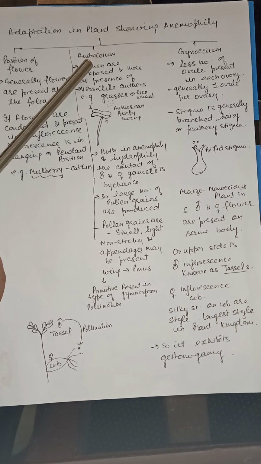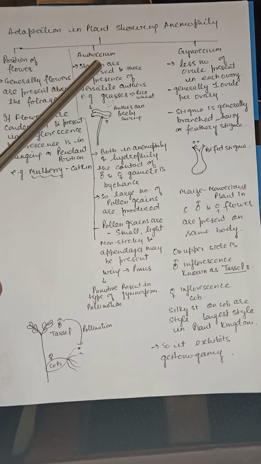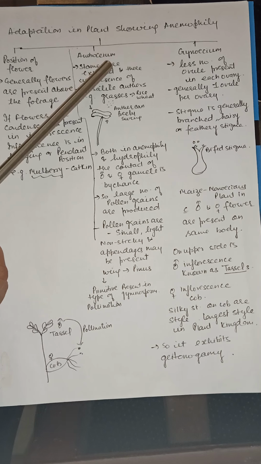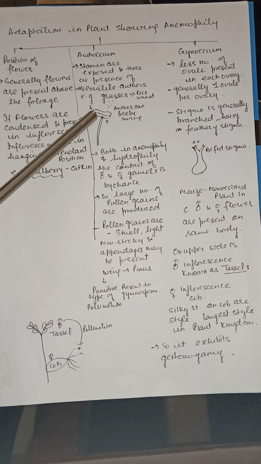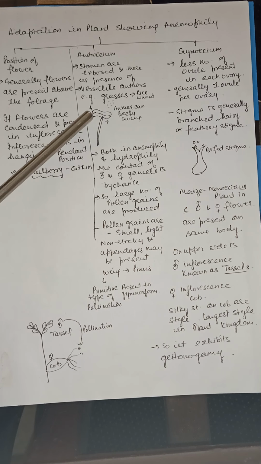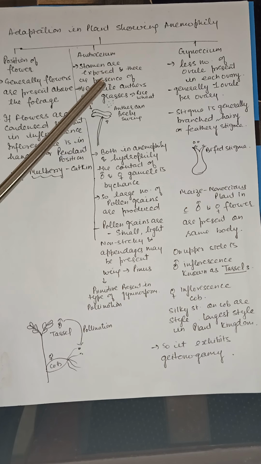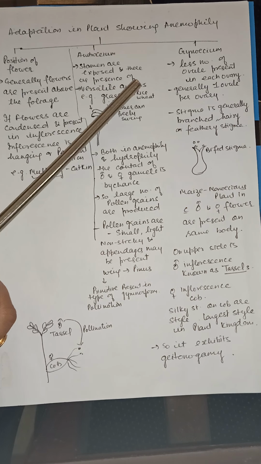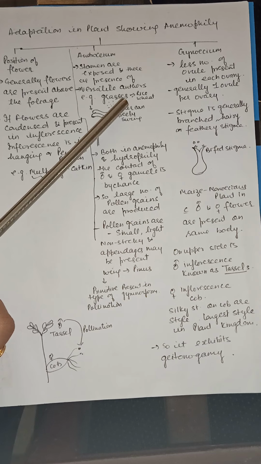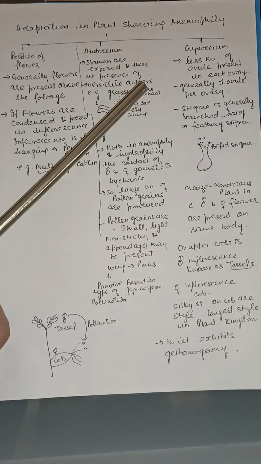Second, androecium. In anemophilous flowers, the androecium or stamens are well exposed and the anthers are versatile. Versatile means they are freely swinging in position. They can freely swing. So androecium or stamens are exposed and there is presence of versatile anthers. For example, in grasses, rice, wheat, etc.